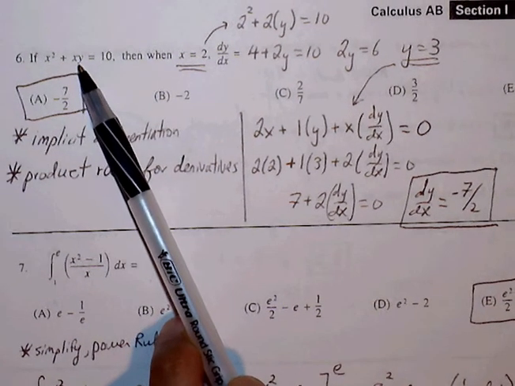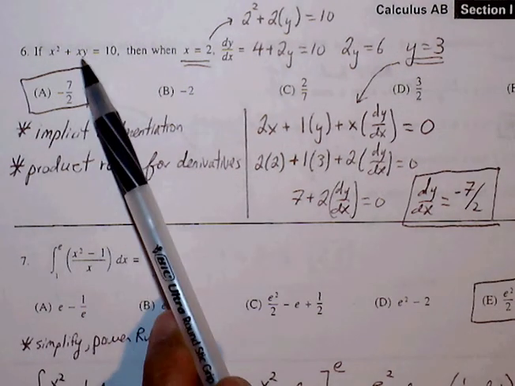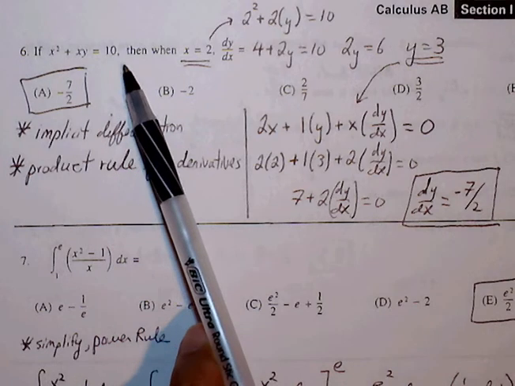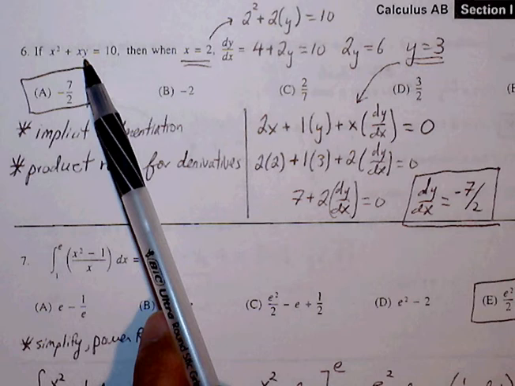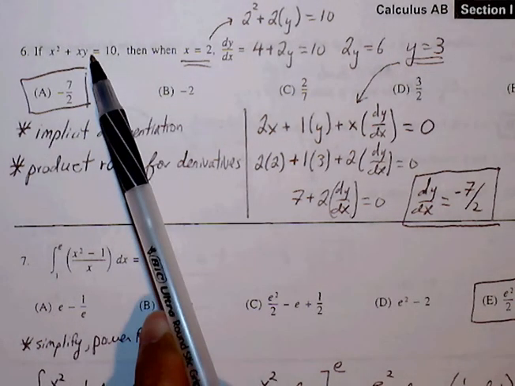First off, this function is defined implicitly because we have the x and y mixed in together. We don't have y is equal to, and everything is separated with the x's on the right hand side. So this is implicit differentiation, so we have to remember the steps for that. And also, we have to be careful here.